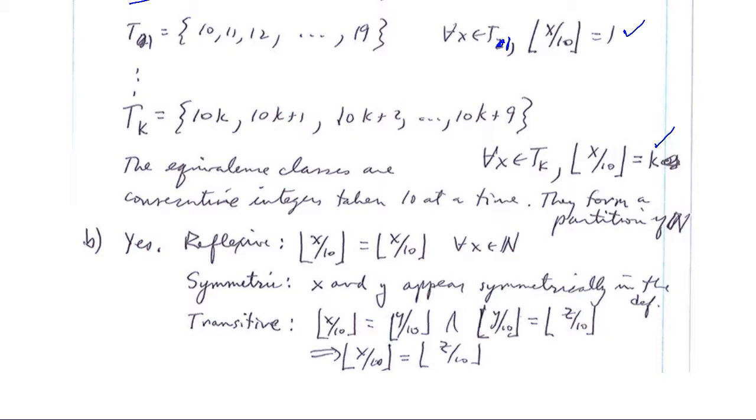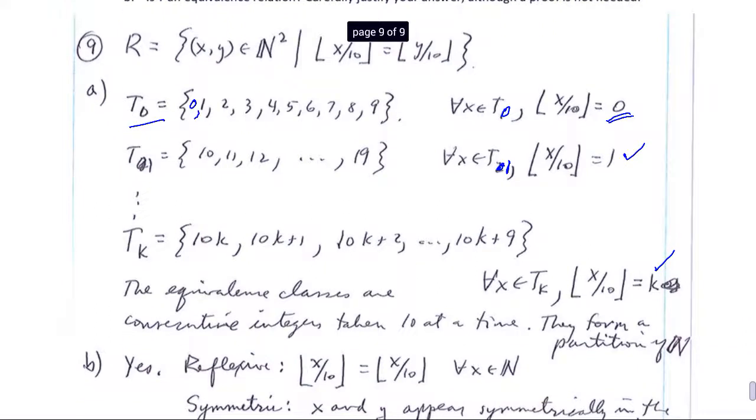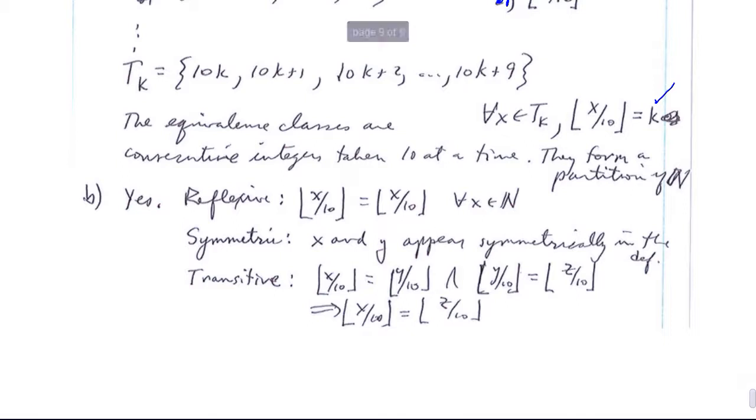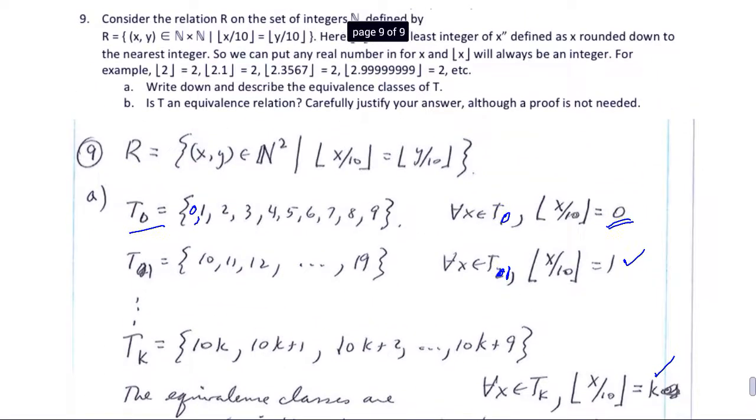They do form a partition of the natural numbers, and therefore it is an equivalence relation. Okay, and here I show you there's reflexive, symmetric, and transitive. I just essentially am writing out the definitions here, and you can verify the details. So this is an equivalence relation. These are the equivalence classes.